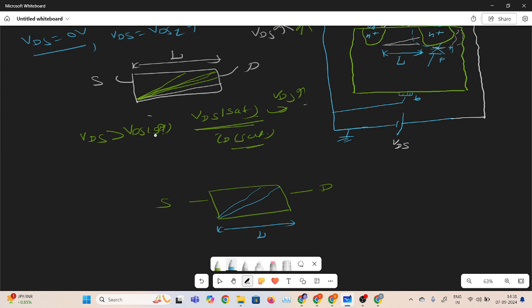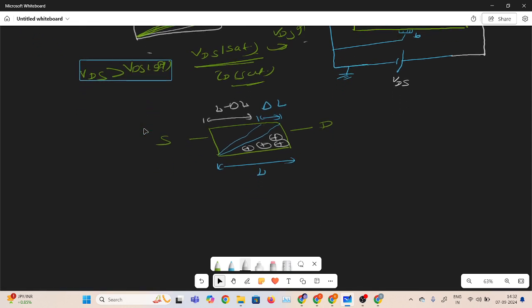This channel length is depleted up to here. I am calling that delta L, and this is the effective channel length, L minus delta L. In this region there will be positive ions. Actually, in the channel the electrons are there, but the channel has just started to deplete, so these are depleted positive ions. I hope you understand.